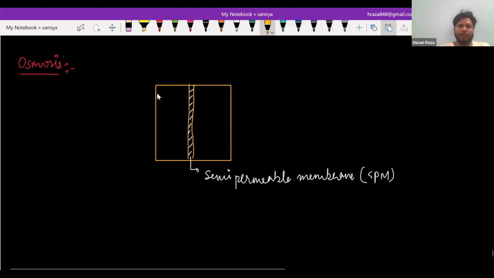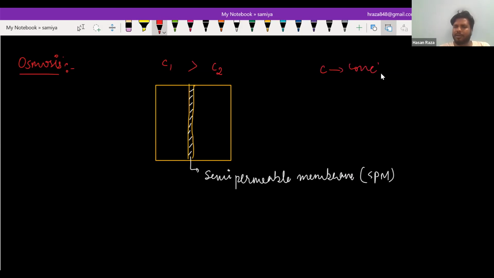And there is a solution in this container. On the left hand side, that is C1, and this is C2. C1 is greater than C2, and C represents concentration. I just let the concentration C1 be greater than C2.